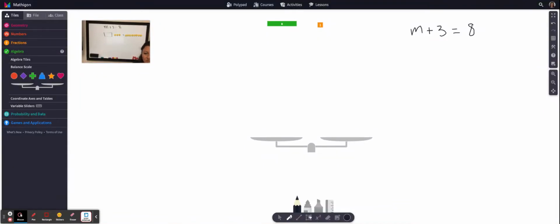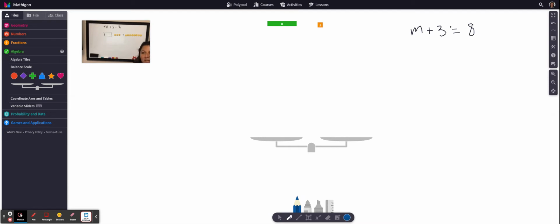Okay, so we're going to talk about how to solve this one-step equation in three different ways. We're going to solve it algebraically, we're going to solve it using a scale or a balance, and then we're going to solve it using a visual representation. So the usual way, or the algebraic way of solving a single step equation, we say that we want to isolate the variable.